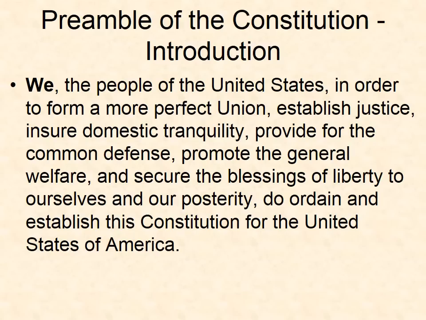Alright, so the preamble of the Constitution, guys, is the introduction of the Constitution, and this is probably one of the most famous introductions ever. So you can read through this. I'm not going to read it to you because that's just weird, but it outlines basically why the Founding Fathers wrote the Constitution the way that they did and what they had hoped to accomplish by writing said document.